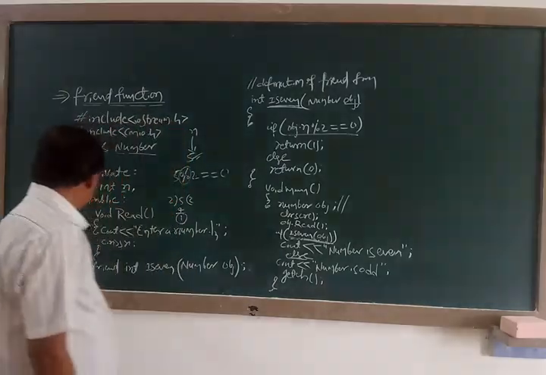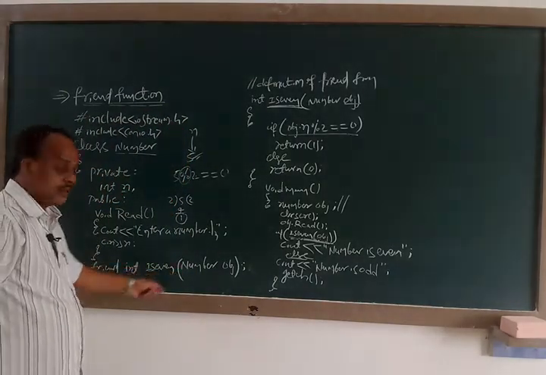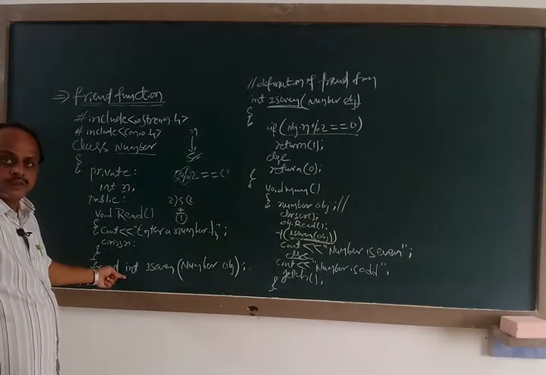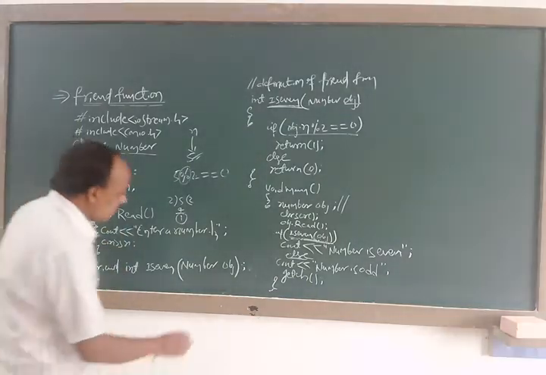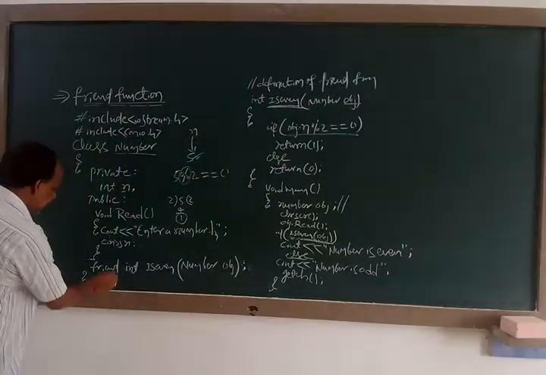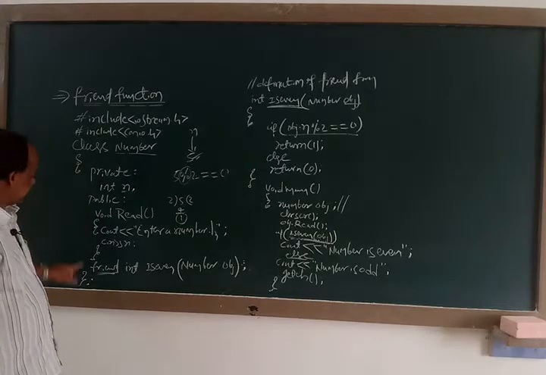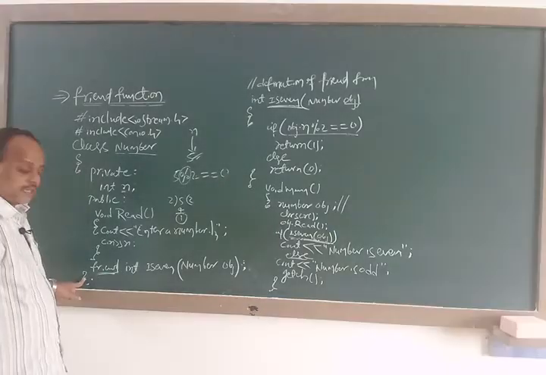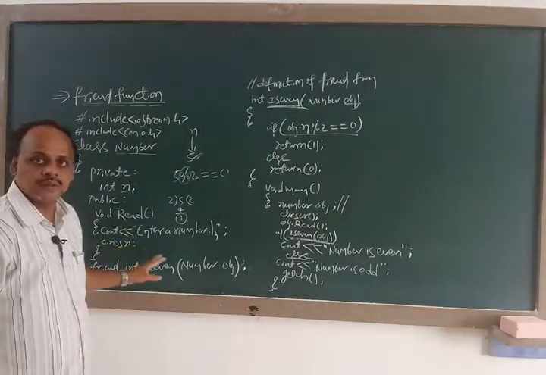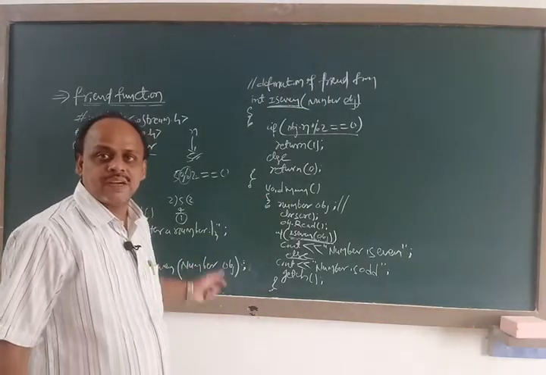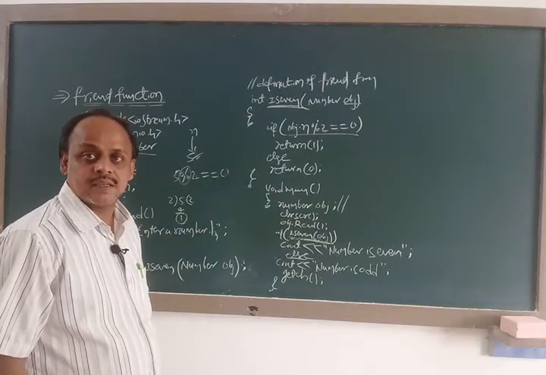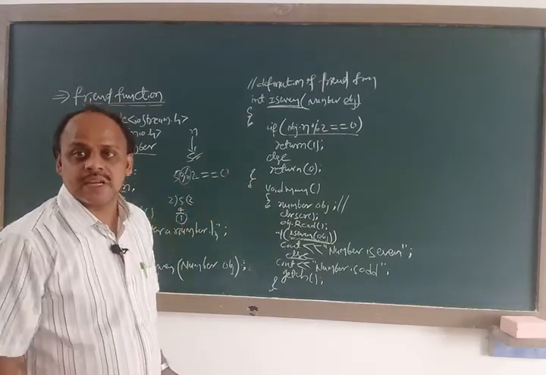Here the friend function is declared within the class. Whenever we are declaring a friend function, we have to put a semicolon, and this friend function is declared in the class. It may be declared in the private or public section, no problem. There is no access specifier needed for a friend function. It is declared in the class, but it is not a member function of the class.